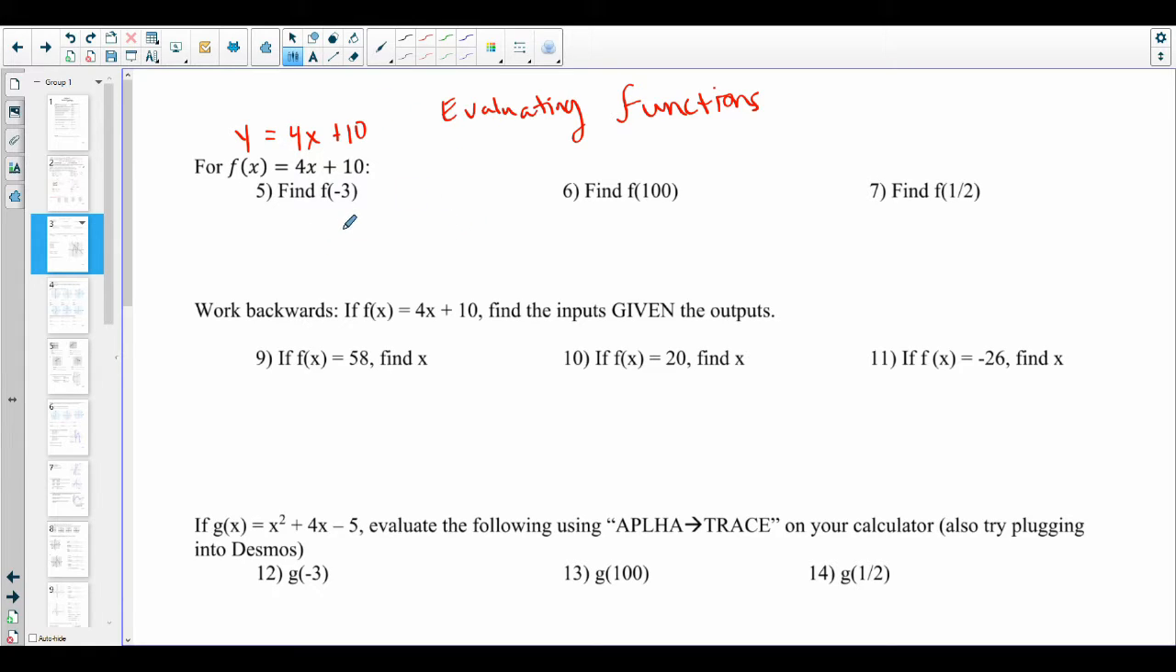Okay, so if I'm asking you find f of negative 3, just replace the x here with negative 3. So 4 times negative 3 plus 10. So what is that? Negative 12 plus 10, or negative 2. So we're going to say f of negative 3 equals negative 2. You can try the other ones.